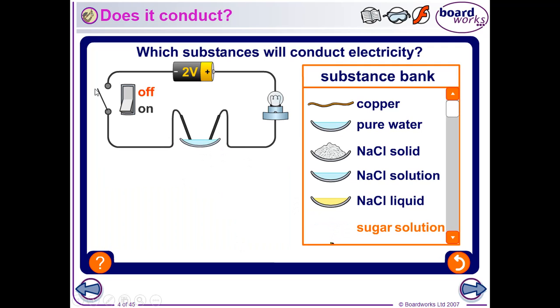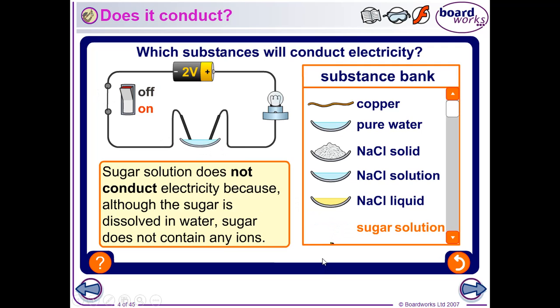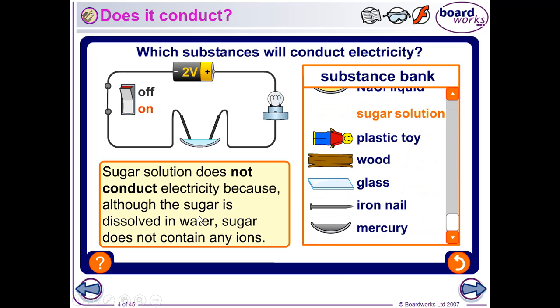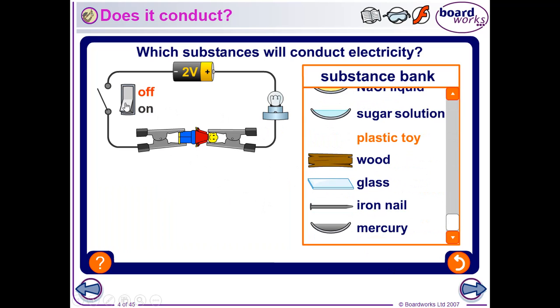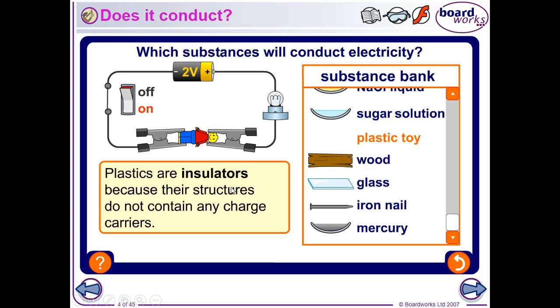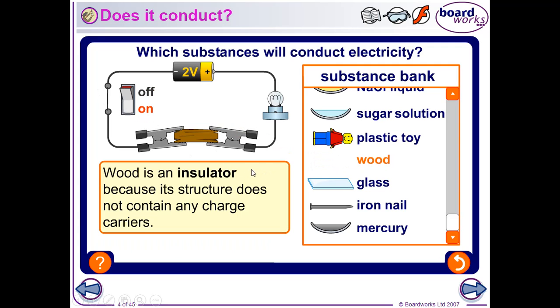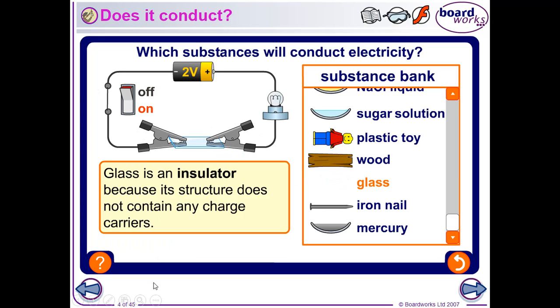Try sugar solution. Sugar solution doesn't conduct electricity because sugar dissolves, but it does not separate into individual ions. Plastic toy. Does plastic conduct? No, because there are no free charge carriers there to carry a charge. Remember to pause this video and to note everything down. Wood. Does wood conduct? No. Again, it doesn't have any charge carriers that are free to move. Glass doesn't conduct, so it doesn't have any charge carriers.